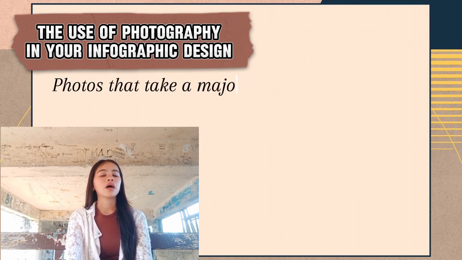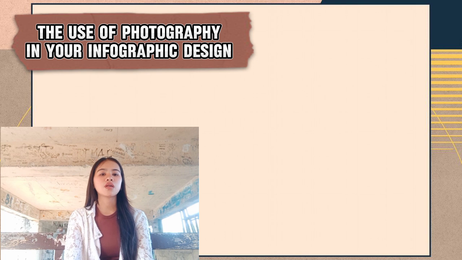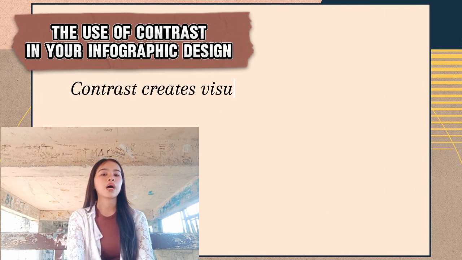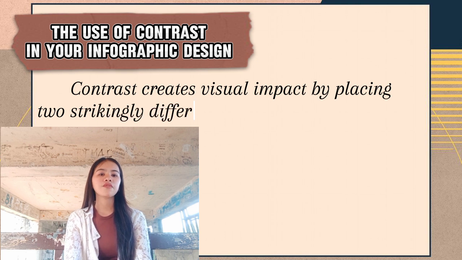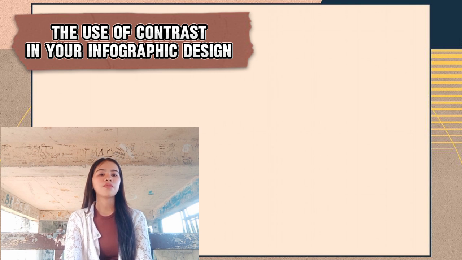Photos that take up a majority of space in your infographic can distract from information, but this issue can be resolved by using cropping such as circles or frames. The next one is the use of contrast. Contrast creates visual impact by placing two different elements beside each other. When your infographic has a light background with bold colored shapes, our eyes are immediately attracted to the bold colors, which allows you to organize information by having certain elements.